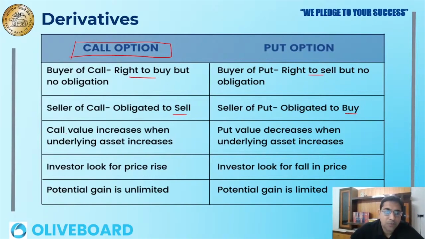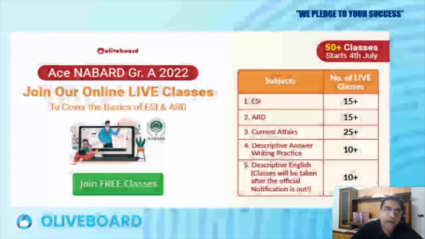Call option value increases if the underlying asset value increases. Put value decreases if the underlying asset value increases. Here the investor of the call option looks for a price rise; the more the prices rise, the more differential they will get. In the put option, investors are looking for a fall in prices. In the call option, the potential gain is unlimited. In the put option, the potential gain is limited. So these are the differences between call option and put option.